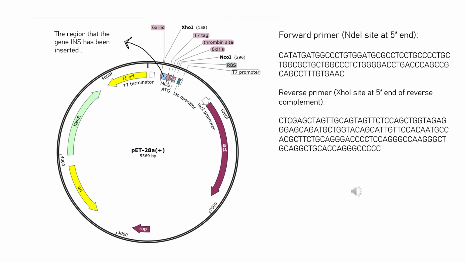So I want to talk about primer design. I designed my forward primer with the GC clamp, the NdeI site CATATG, and the first 20 nucleotides of the insulin coding sequence. And my reverse primer has a GC clamp, the XhoI site CTCGAG, and the reverse complement of the last 20 nucleotides, including the stop codon. So the protein terminates naturally with only the N-terminal His-tag.